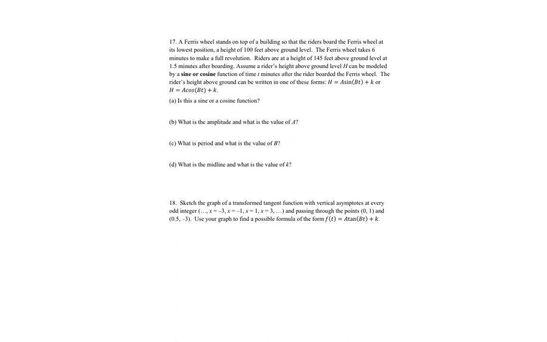A Ferris wheel stands on top of a building so that the riders aboard the Ferris wheel at its lowest position are at a height of 100 feet above ground level. The Ferris wheel takes 6 minutes to make a full revolution. So I'm going to go ahead and draw this.